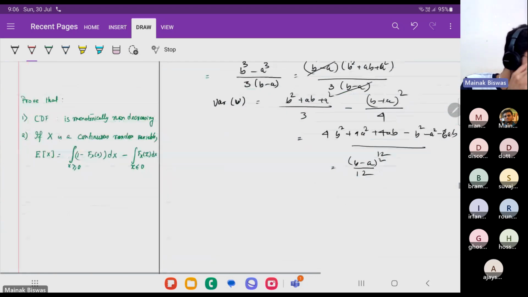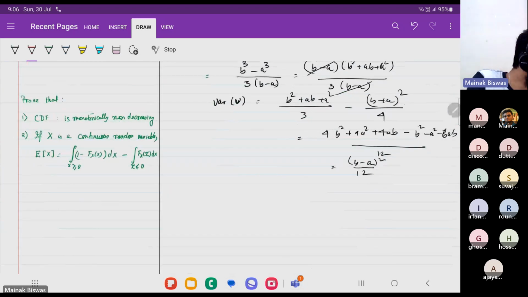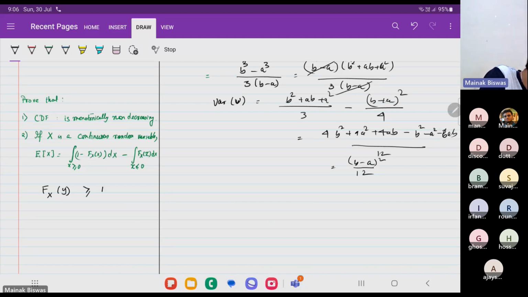So let's do some properties of CDFs first, and then let's go to some questions. So can you tell me why CDF is monotonically non-decreasing? So my question is, F_X(y) is greater than F_X(x) if y is greater than x. You all are very good at doing proofs, I have seen. So tell me, how do I do this proof? Any idea?